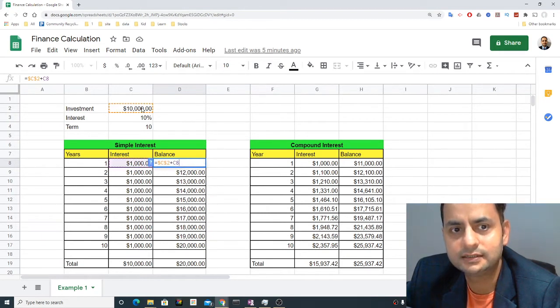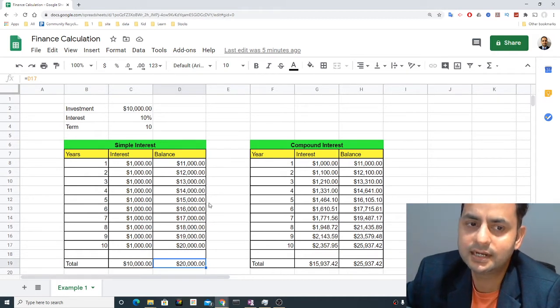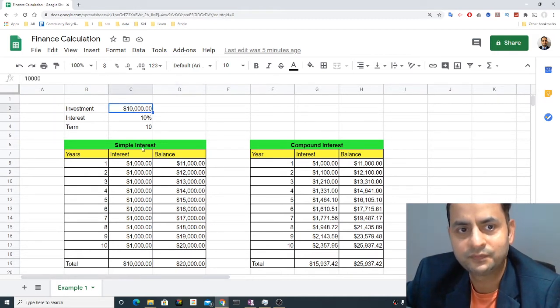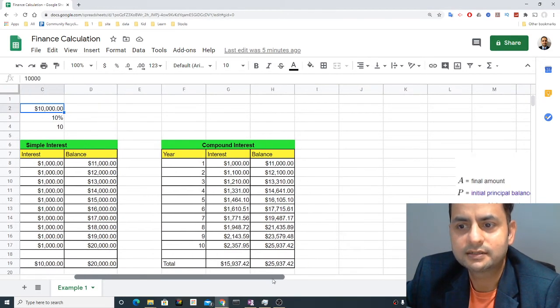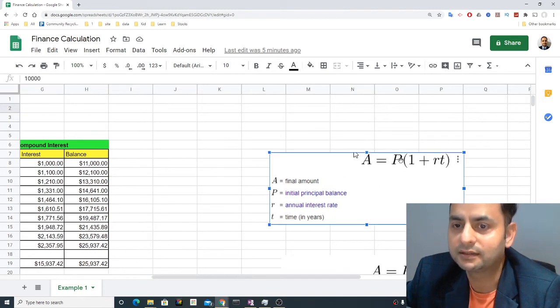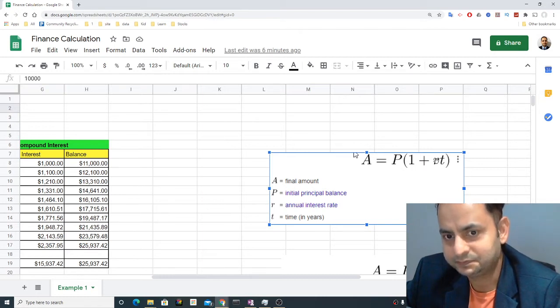I'll show you here: this plus this. The next year, we get the previous year's balance plus the interest on the initial amount for the second year, and so on. Basically, we are getting interest on the initial amount. That's simple interest. And if you are interested in the math, it's simple: Principal times (1 plus r times t), where r is the rate of interest and t is time in years, which is 1 year every year. That's why it's the same.